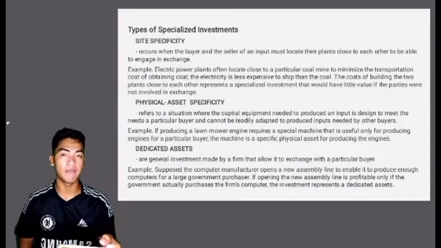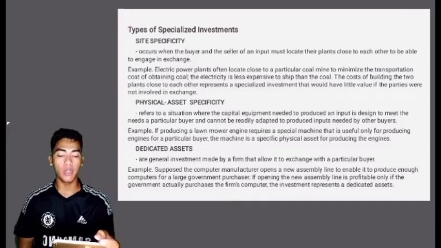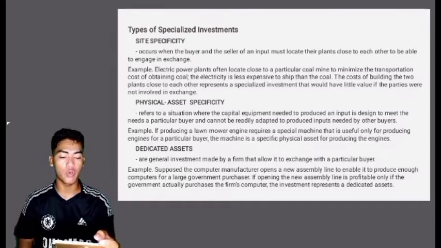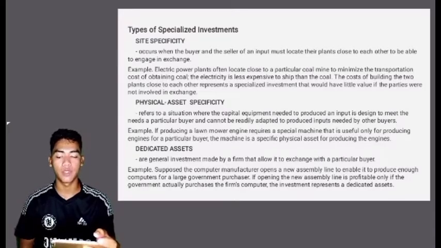Types of specialized investments. Site specificity occurs when the buyer and the seller of an input must locate their plants close to each other to be able to engage in exchange. For example, electric power plants often locate close to a particular coal mine to minimize the transportation cost of obtaining coal. The electricity is less expensive to ship than the coal. The cost of building the two plants close to each other represents a specialized investment that would have little value if the parties were not involved in exchange.